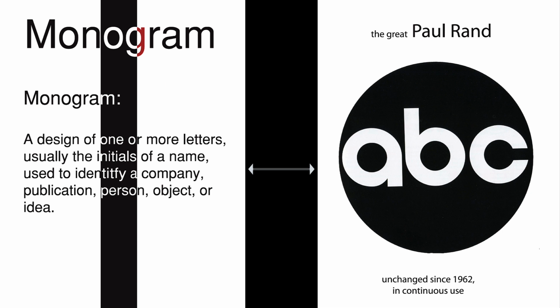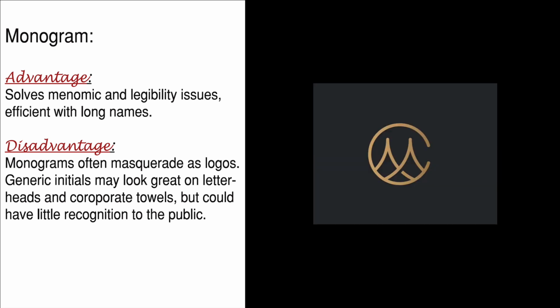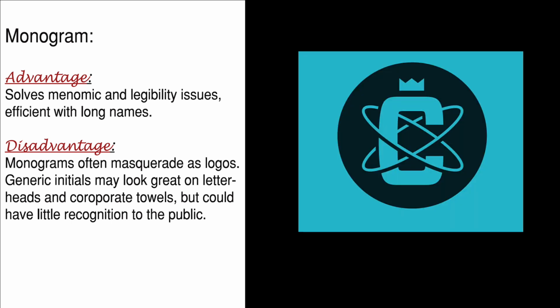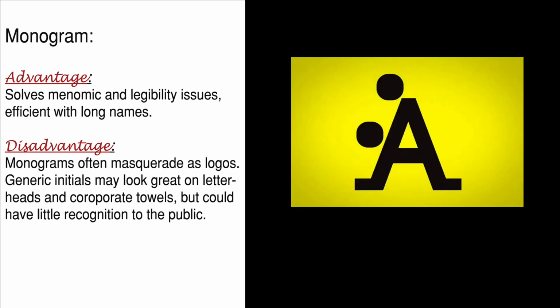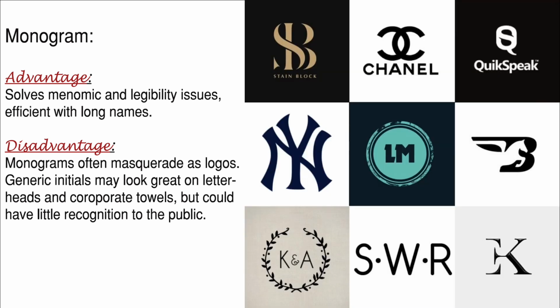The ABC logo, designed by the great late Paul Rand, is probably one of the most iconic and successful monogram logos today. The advantages of using a monogram are that it solves the mnemonic and legibility issues inherent with long names. The disadvantage is that monograms often masquerade as logos. Generic initials may look great on letterheads and corporate towels, but could have little recognition to the public. For example, you may or may not be able to recognize these monograms.